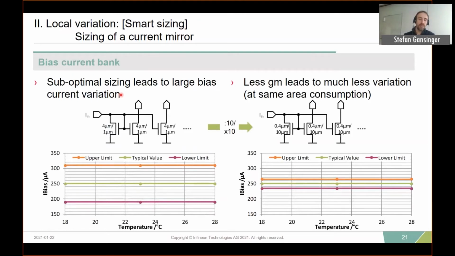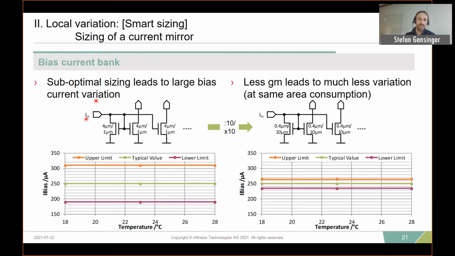On a chip, we typically have so-called bias current banks. What is this? We have several blocks on a chip, say an ADC, a regulator, an oscillator, and all of these sub-blocks require some bias current. Somewhere we have a central biasing with a band gap and a voltage-to-current converter, which generates our bias current. And using a bias current bank, these bias currents are distributed to the individual blocks.